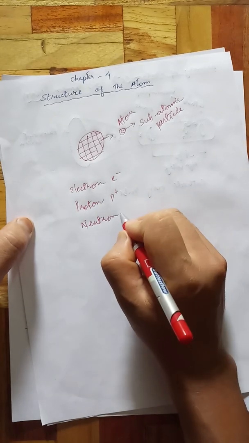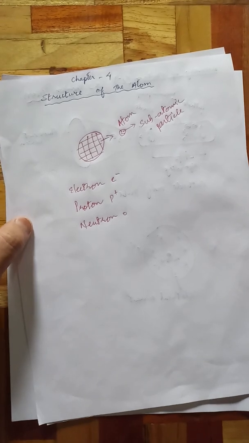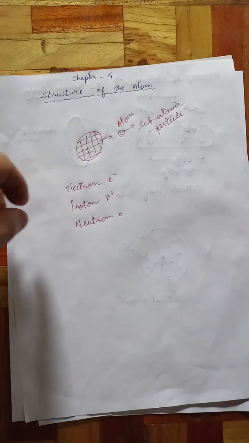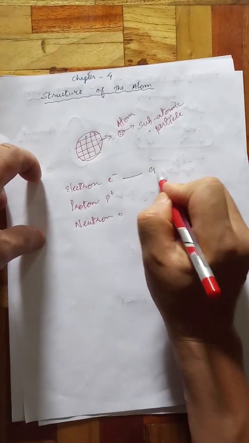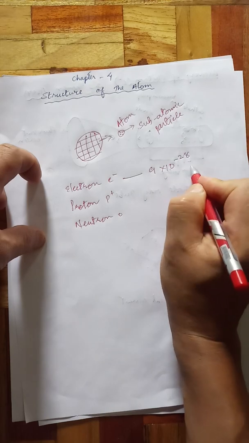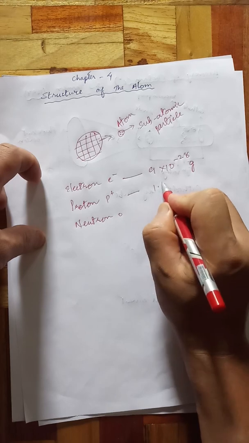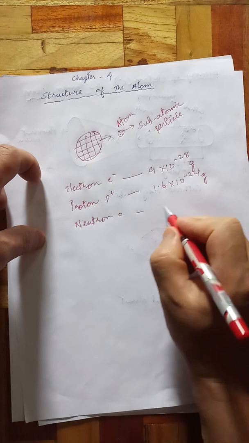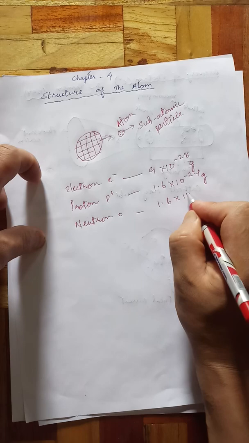Electrons carry negative charge and protons carry positive charge, while neutrons don't have any charge. And it is also found that the mass of the electron is approximately 9 into 10 to the power minus 28 gram, and the mass of proton is 1.6 into 10 to the power minus 24 gram, and the neutron is also almost equal to the mass of proton.